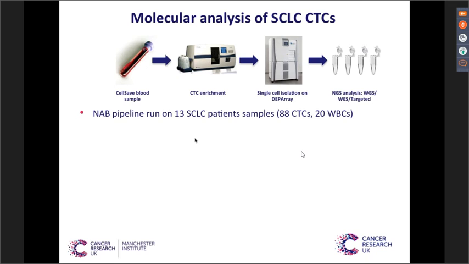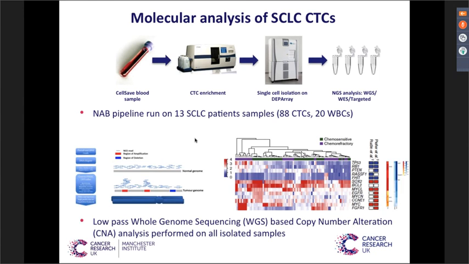The way we went about the project is we used the pipeline I've just described. We collected our blood samples and did CTC enrichment. For this, we used a CellSearch system, which is FDA approved and enriches CTCs based on EpCAM positive and cytokeratin expression. We then used our DEPArray to isolate single cells and then generated whole genome sequencing, next generation sequencing material for NGS analysis. We did this initially on 13 small cell lung cancer patients, which resulted in analysis of nearly 90 CTCs.